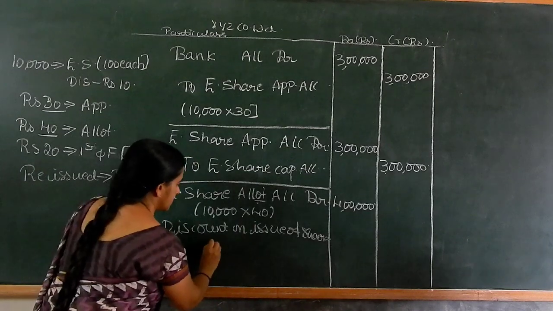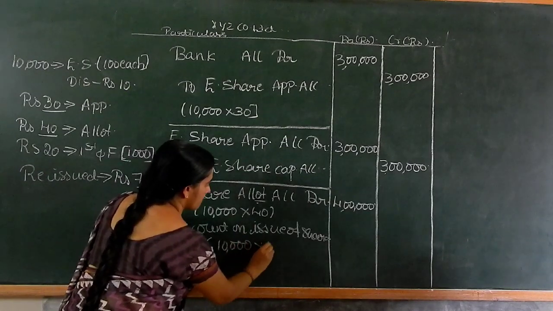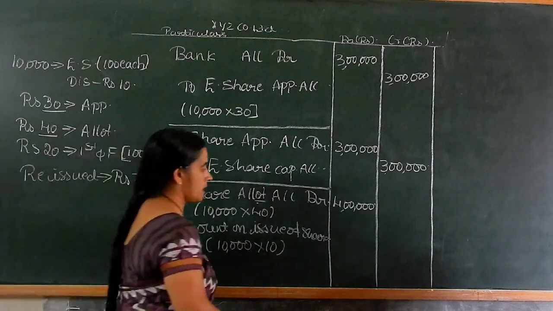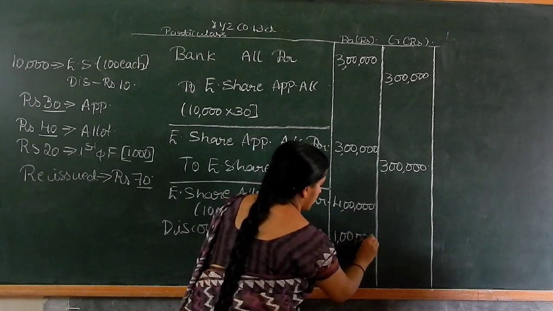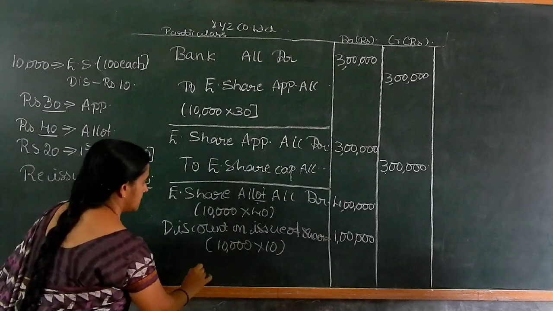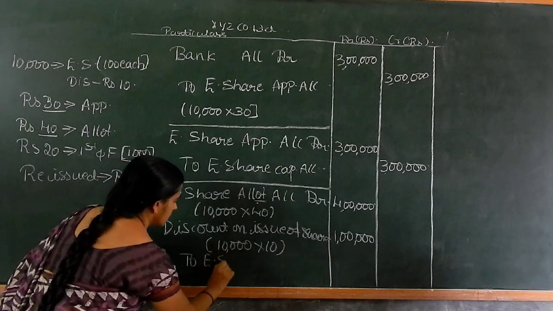How to calculate the money? That is 10,000 into rupees 10. What is this rupees 10? 10 is the discount. So that is 1 lakh. And one more account will be credited, that is to share capital account.